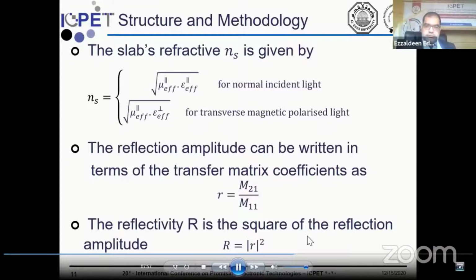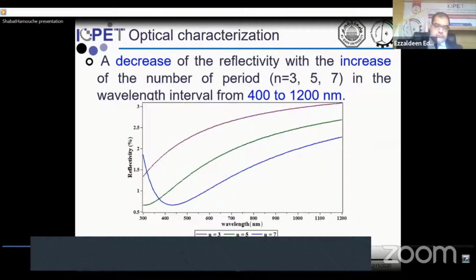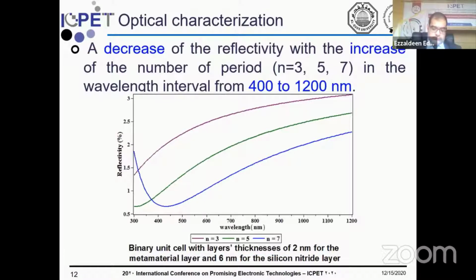Here we have some results. We can see a decrease of reflectivity with increase of the number of periods. Here we have taken the number of periods n equals 3, 5, and 7 and the wavelength interval from 400 to 1200 nanometers. We found a decrease of reflectivity when we increase the number of periods.